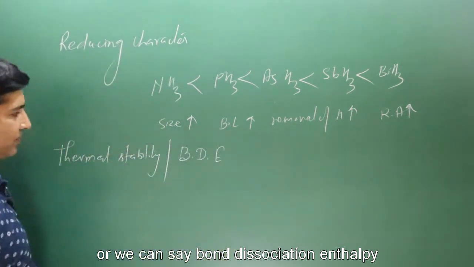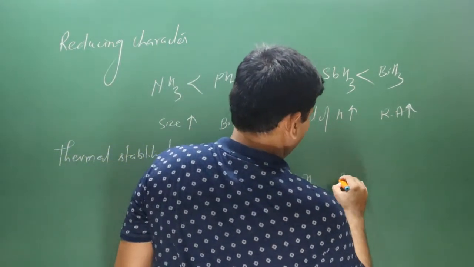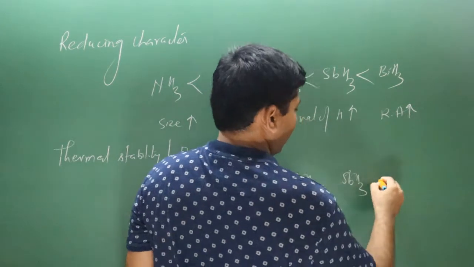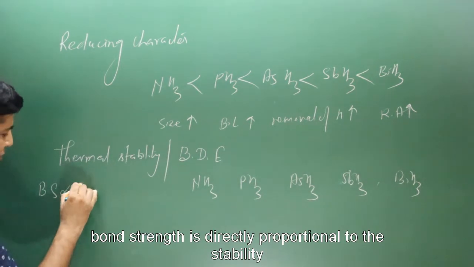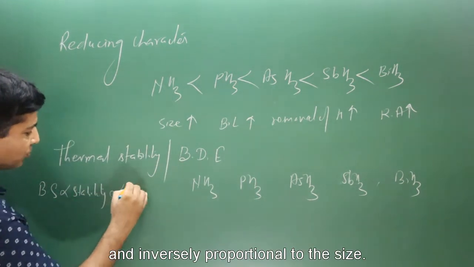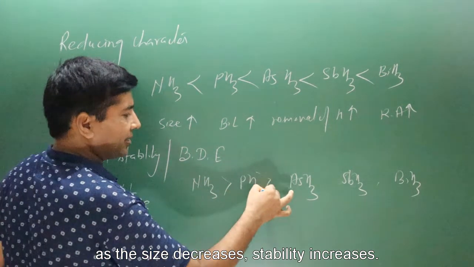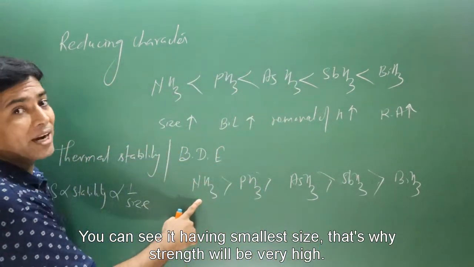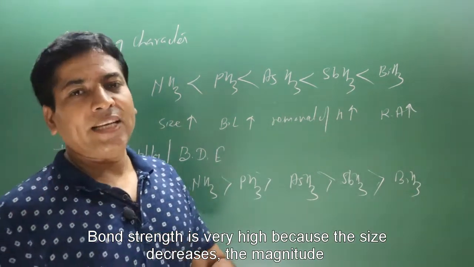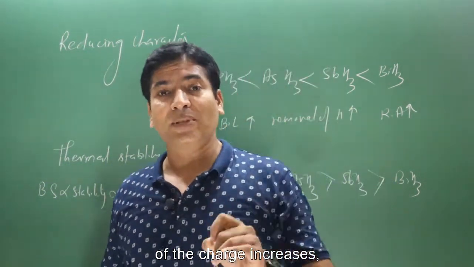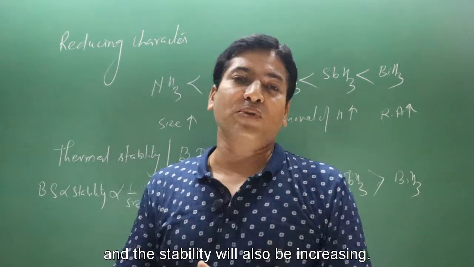Bond dissociation enthalpy in hydrides: nitrogen, phosphorus, arsenic, antimony, and bismuth. About the stability, we have learned bond strength is directly proportional to the stability and inversely proportional to the size. As the size decreases, stability increases. You can see it has the smallest size, that's why bond strength will be very high, because as the size decreases, the magnitude of the charge increases, attraction will be very high. That's why bond strength will be increasing and the stability will also be increasing.